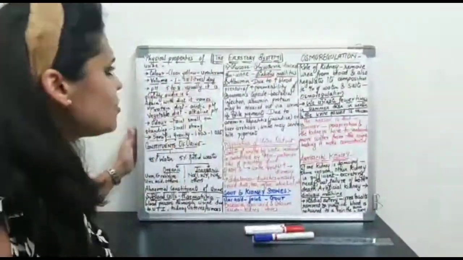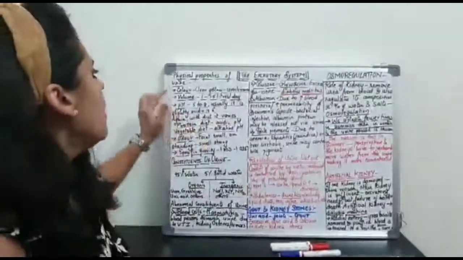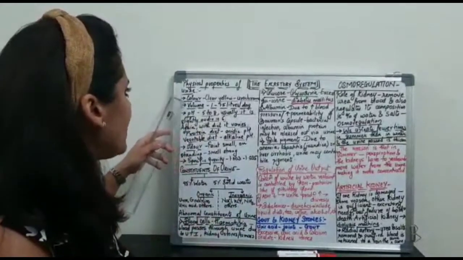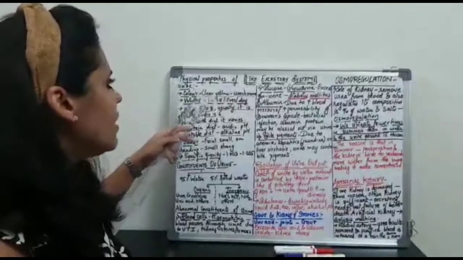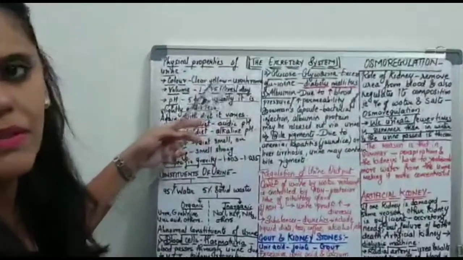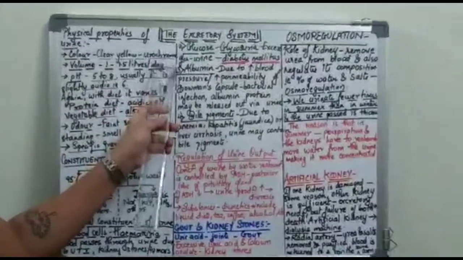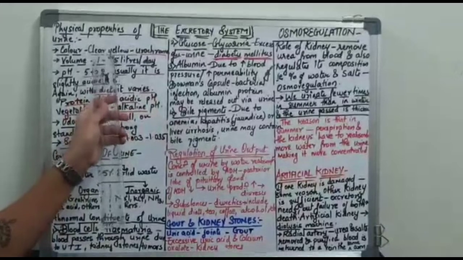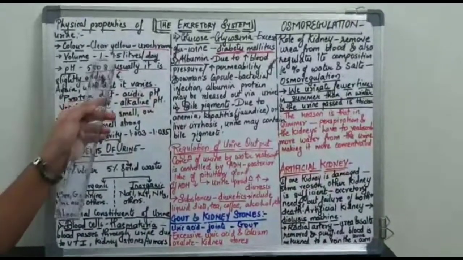Okay. So starting with the first part of the slide, that is the physical properties. What are the properties you have to learn? The first property is the color. Generally, the color of the urine is clear yellow, and you all know why, because there is a pigment called urochrome, which is also one of the bile pigments present in the urine, which gives this color to the urine. Second property is volume.